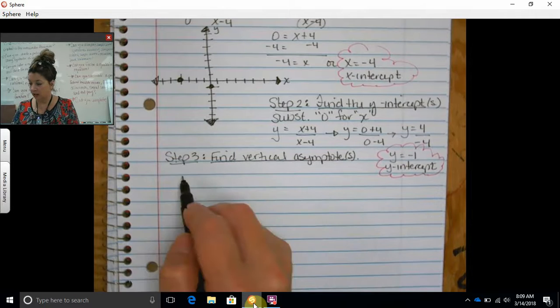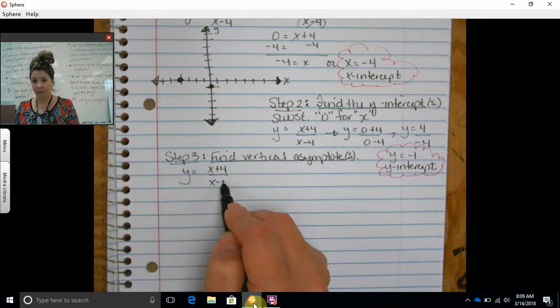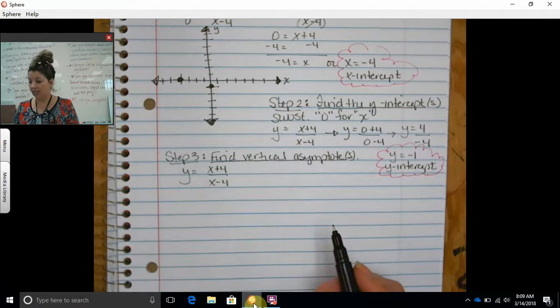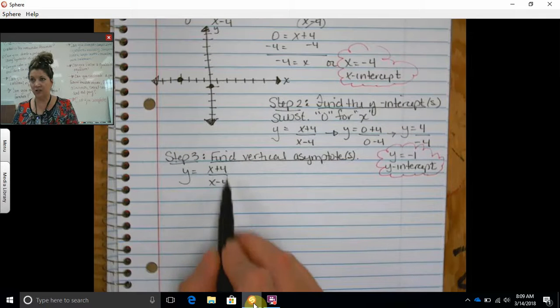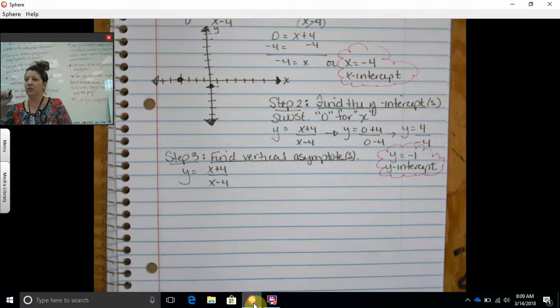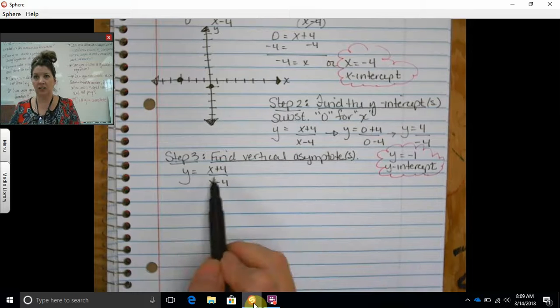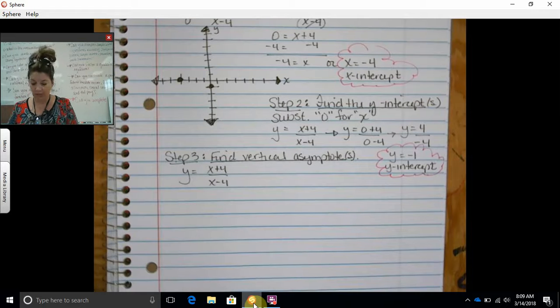Cancel any common factors. Did we have any common factors? No, I can't cancel the x's. I can't cancel the 4's. A binomial can only be reduced with another binomial that's identical. You can't take out parts like you can a monomial, okay? So we don't have anything that can be canceled.